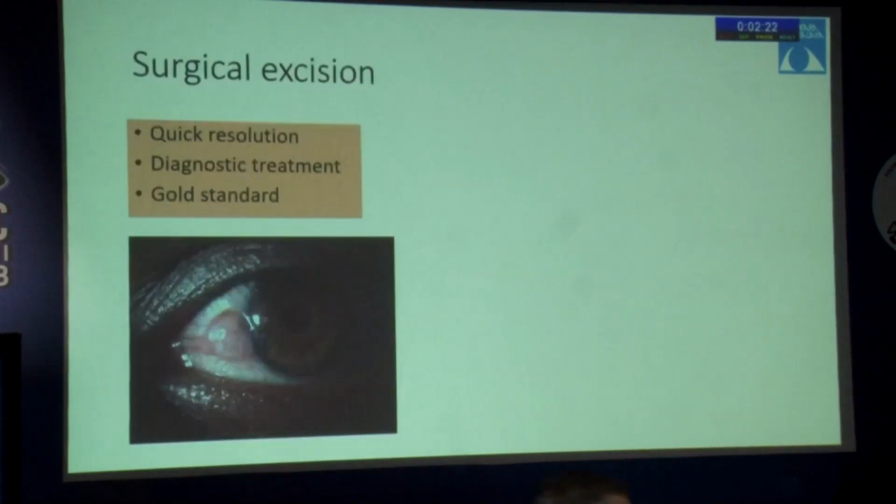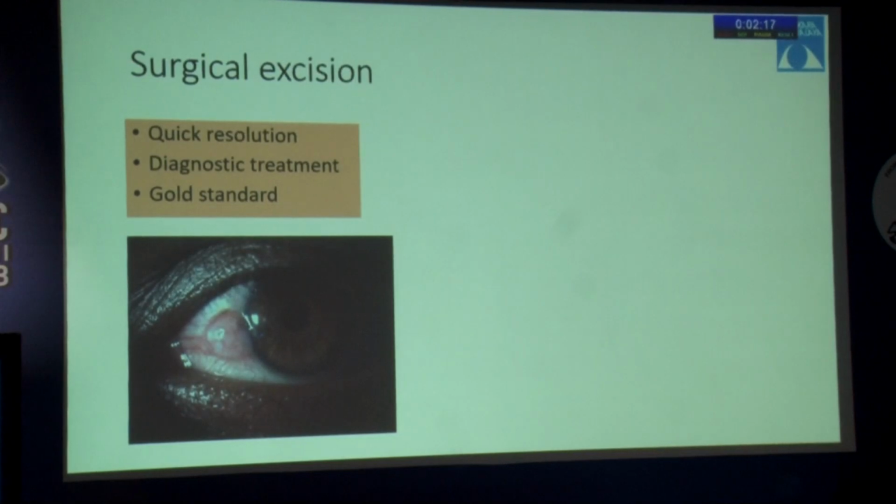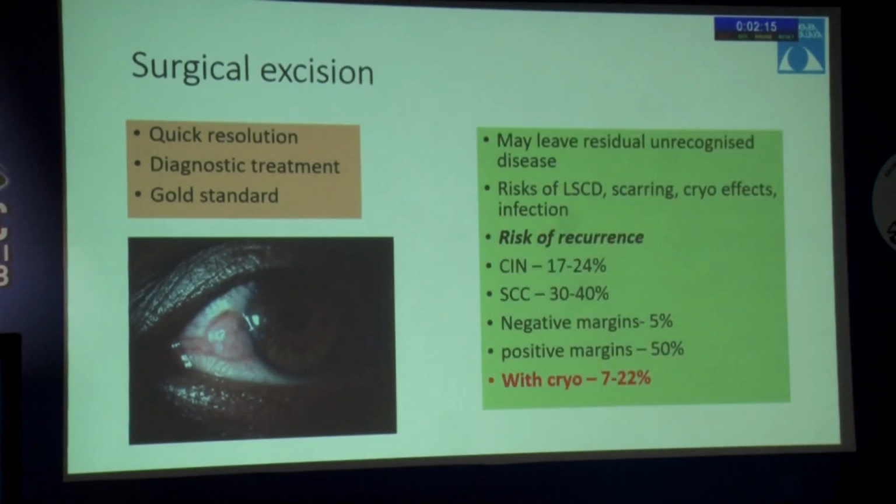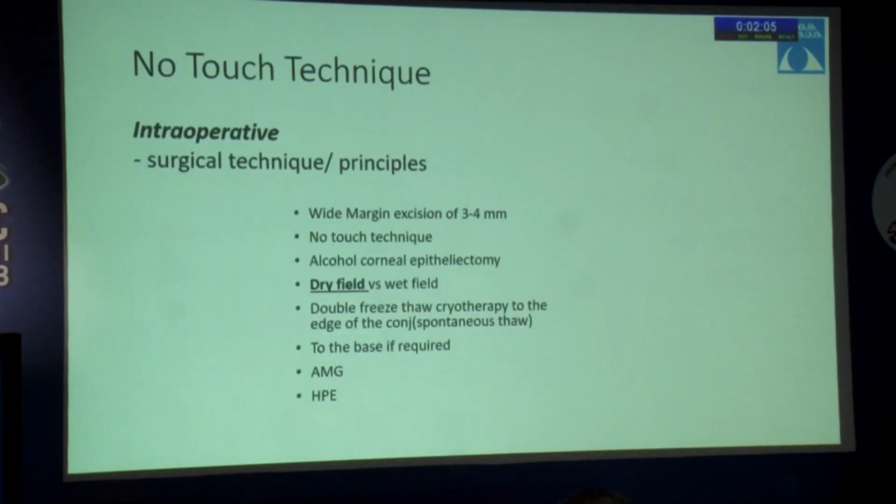So scenario 4 is surgical excision, which is still the gold standard as far as OSSN is concerned. It provides you with quick resolution and diagnostic treatment, but it can leave residual unrecognized disease, and there is a risk of LSCD, scarring, and cryo effects or infection. The classical no-touch technique is what is followed, and you need to ensure that the surgical techniques and principles of wide margin excision, no-touch technique, alcohol corneal epithelectomy with a dry field, and a double freeze thaw cryotherapy to the conjunctival edge and the base if required is what is routinely followed.